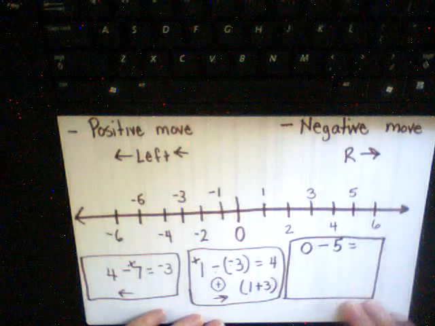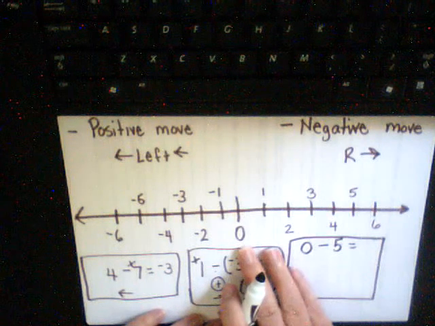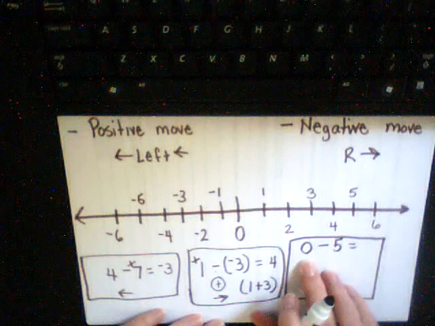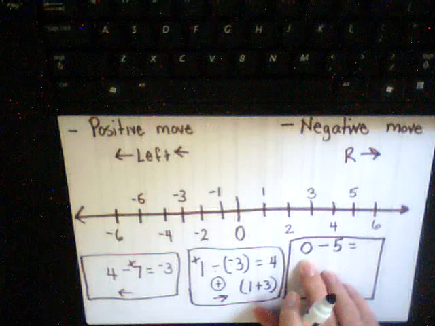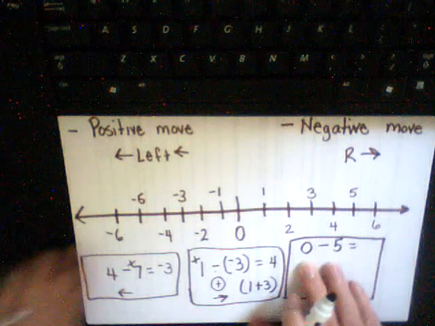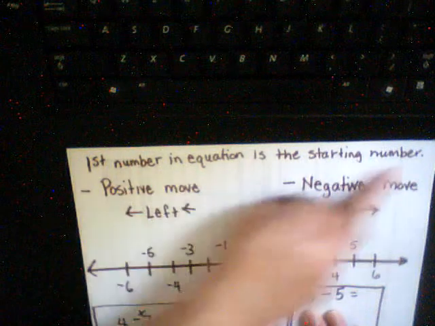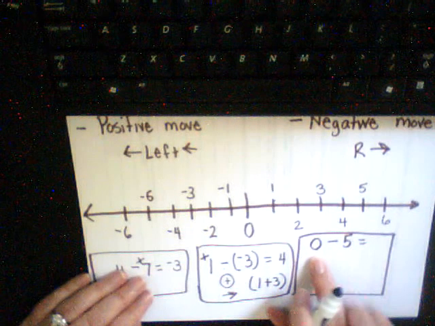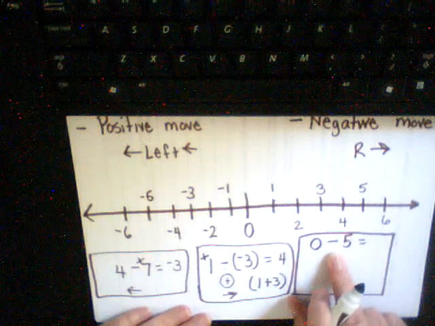0 minus 5. Now, 0 is neither positive nor negative. However, it doesn't really matter to us right now because it is our beginning number. It's our starting number. And remember, the first number in the equation is the starting number. So, we're not going to worry whether or not it is positive or negative. However, we do need to figure out which direction we are going to go.